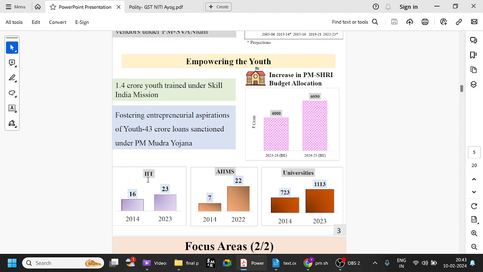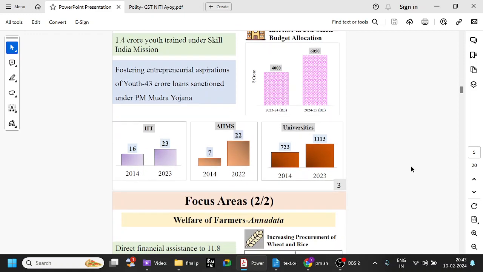Also, the number of IITs has increased to 23, AIIMS have increased to 22, and in general the number of universities has increased from 723 to 1,113. So briefly you can remember, since this PDF itself is a very brief one provided by the government, obviously everything in it is very important. Try to remember that.